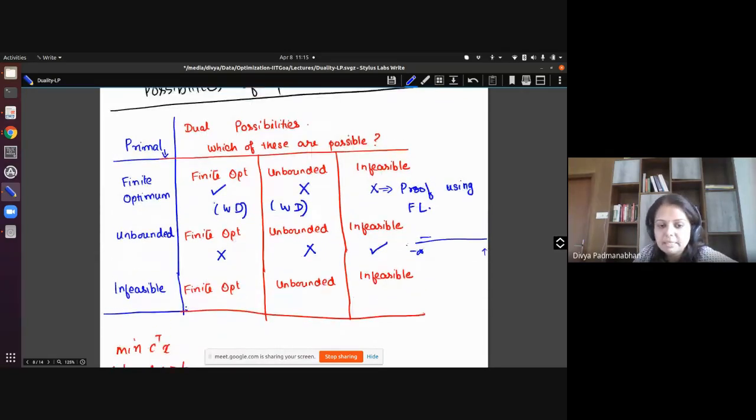Now let's look at this other case, when the primal is infeasible. So you cannot have any feasible point here. Can the dual have a finite optimum? Can it be unbounded? Can it be infeasible? Which of these do you think is possible?